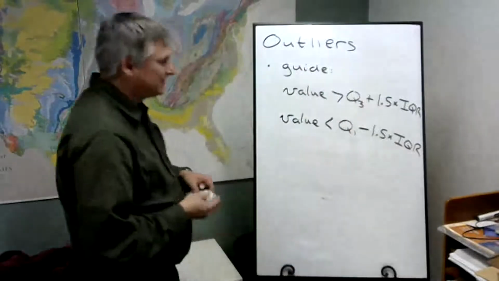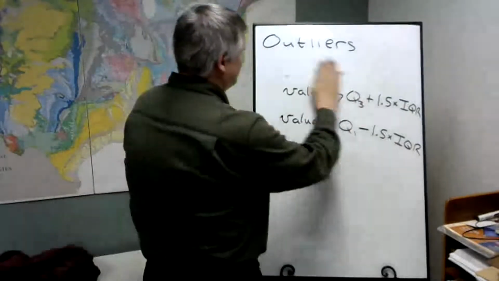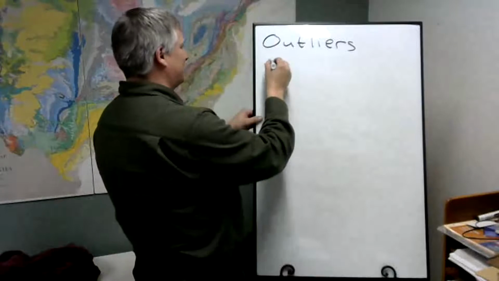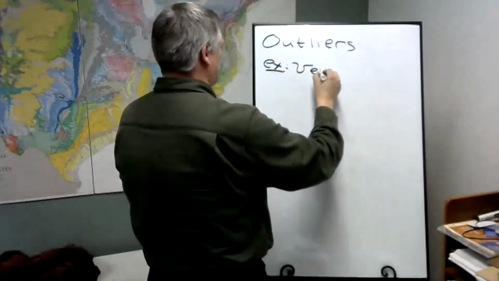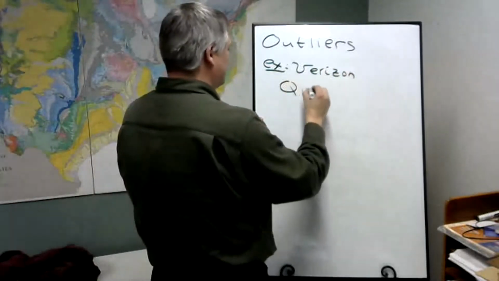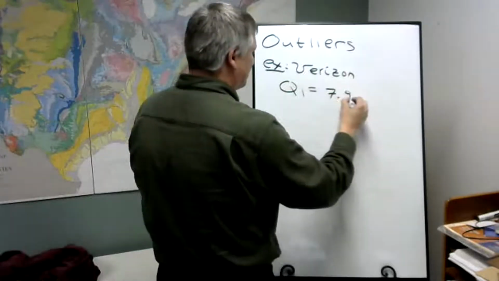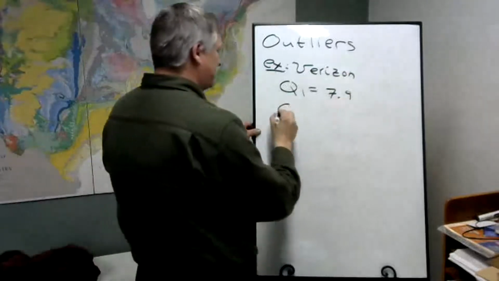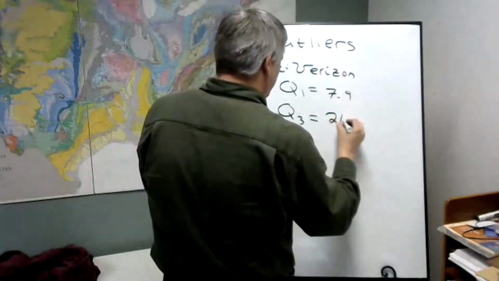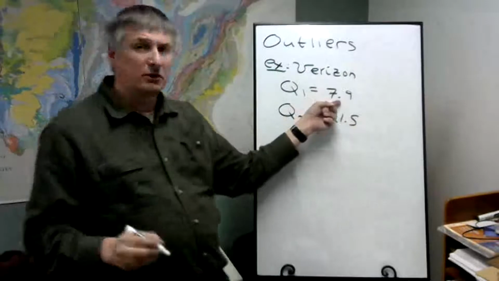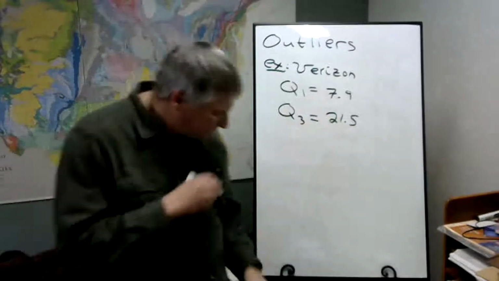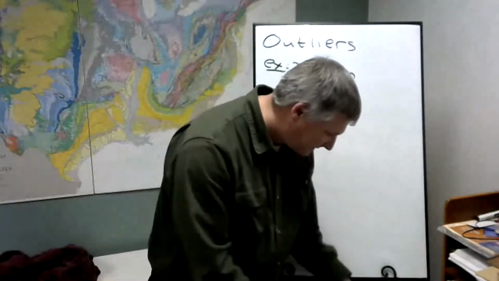So let's take a look at our Verizon data. We'll apply this. With the Verizon data, we found out that our first quartile was 7.9. And now we need the interquartile range. So to calculate that, we need the first and third quartiles. This one is 21.5. Now this one we calculated in one of the earlier videos. This one the text is just giving to us. So this one's a data value. Let's see, is there 21.5 in our data? Let's take a look.